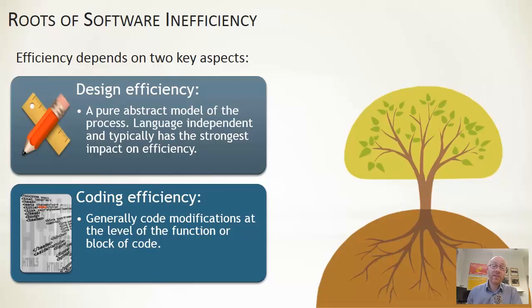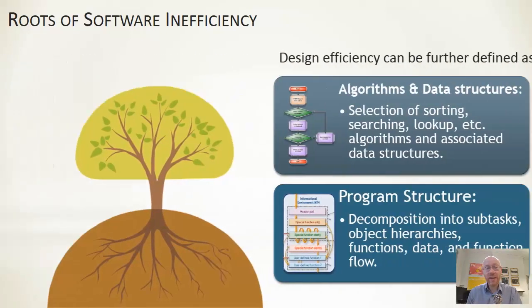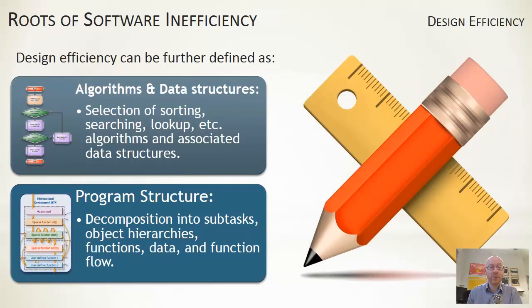For design efficiency, we can subdivide this somewhat into 2 broad areas. One's the algorithms and data structures that we are using. So the types of sorting algorithm, searching algorithm, access algorithms that we use, and the types of data structures that we use alongside those. For the program structure, this looks at how we have decomposed the process into different objects, different classes, how they're linked together, and how we are viewing, if you like, the flow of control.